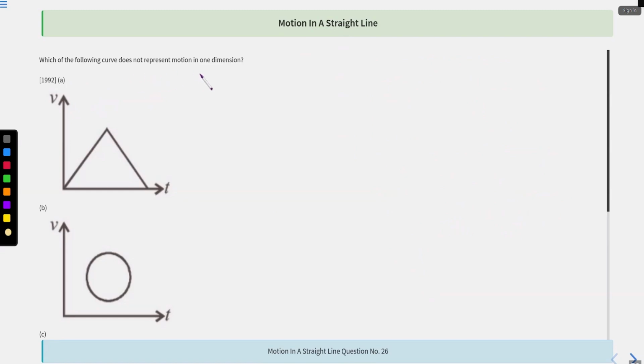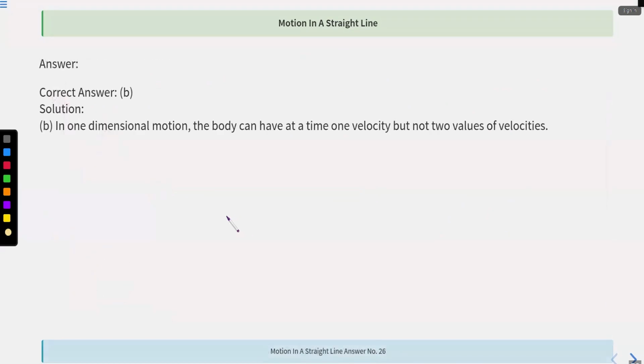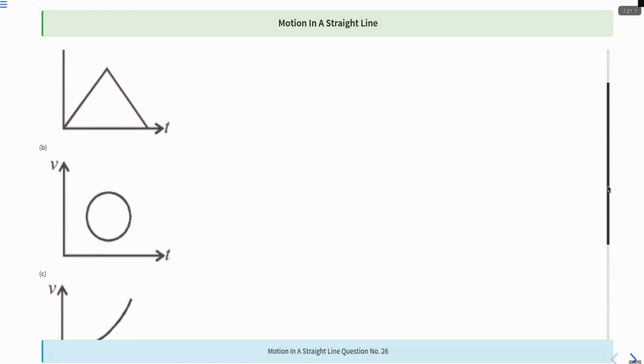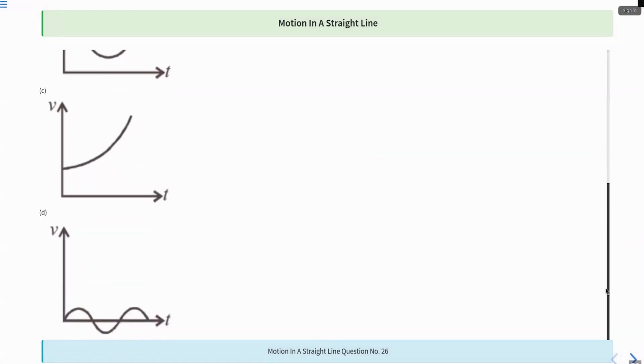Which of the following curves does not represent a motion in one dimension? In one dimension motion, the body can have at a time one velocity, but not two values of velocity. So let's see where we have two values of velocity. Just scroll this down.